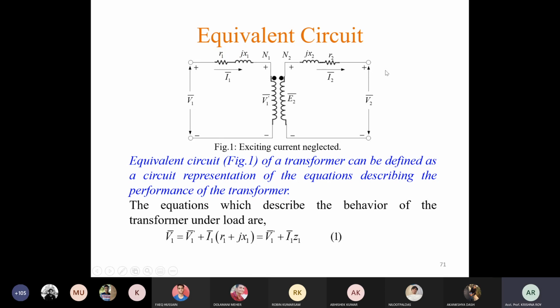And for the secondary side we can write the expression of E2 in terms of the voltage drop across the load and the voltage drop across the secondary leakage impedance. So V2 plus I2 Z2, these two drops will be equal to the induced EMF across the secondary side. Here in this equation no exciting current is there. So this is the exact equivalent circuit of a transformer where the exciting current is neglected.